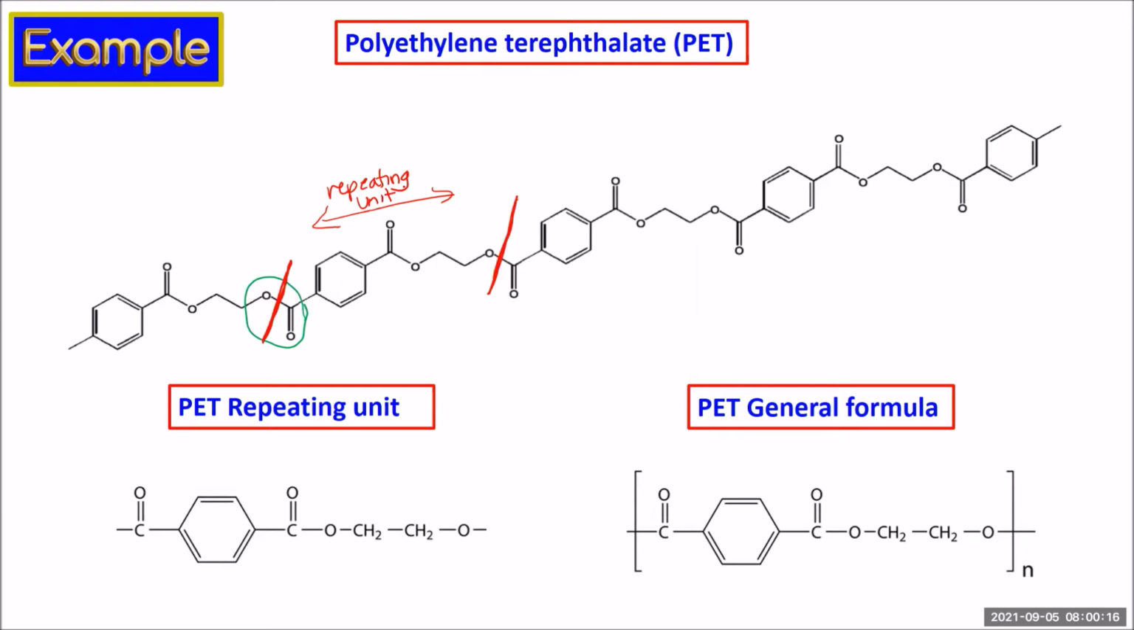It doesn't matter which of the monomers starts the repeating unit. If you wanted to start the repeating unit here and take that repeating unit to here, you would still get exactly the same repeating unit. It would just be flipped over. So it doesn't matter which way you find the repeating unit. And the way we express the structure of the polymer is simply the repeating unit. We put it in brackets and write an N to show that it's just that over and over and over again.